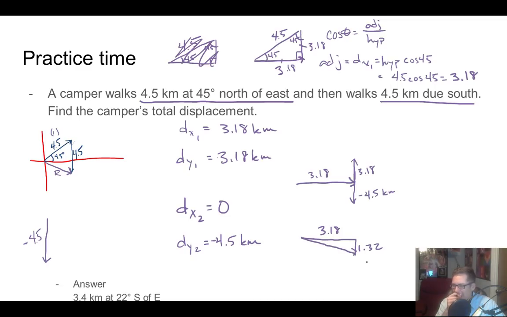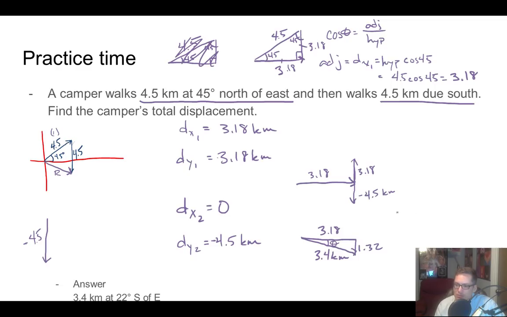Now to find our resultant, we're back to regular old vector addition. We take 3.18 squared plus 1.32 squared, and then take the square root of that value, and we get 3.443. So that's the magnitude, which is 3.4 kilometers. That's only half our answer, though. That's just the magnitude of the resultant. We need to know this angle right there.